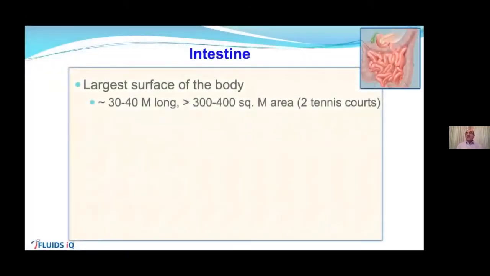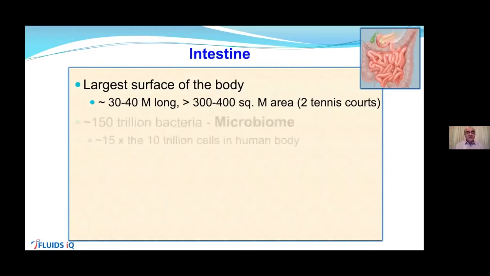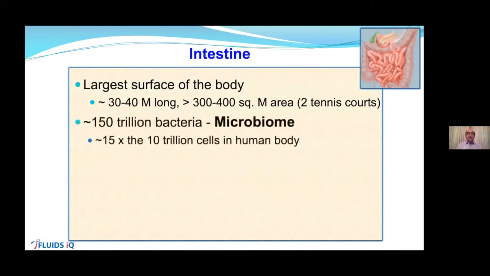The intestine, as all of you know, is the largest surface of the body by far. It's about 300 to 400 square meter area. It's about the size of 2 tennis courts. And when you take a look at that, what you're seeing is something that almost looks like a barrier reef, where you're seeing all of these tentacles moving out into the lumen of the gut. And that is where the microbiome lives.